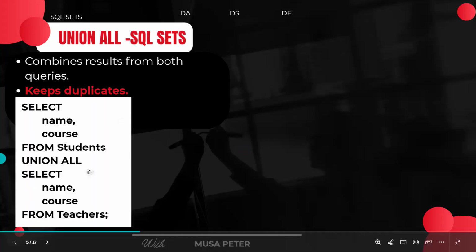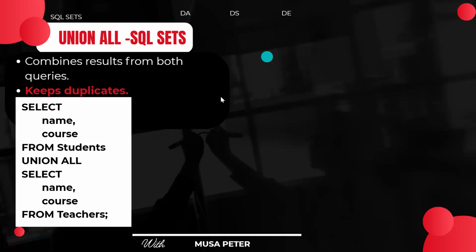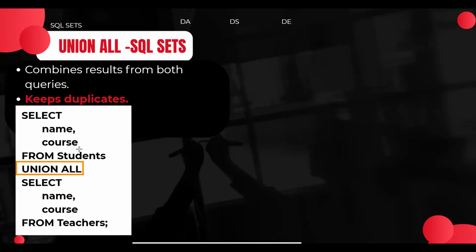This is our previous query, but we changed the set from union to union all. I hope you can see that we have changed our query from union to union all. That is what we are using. So in this case, that will be very important.